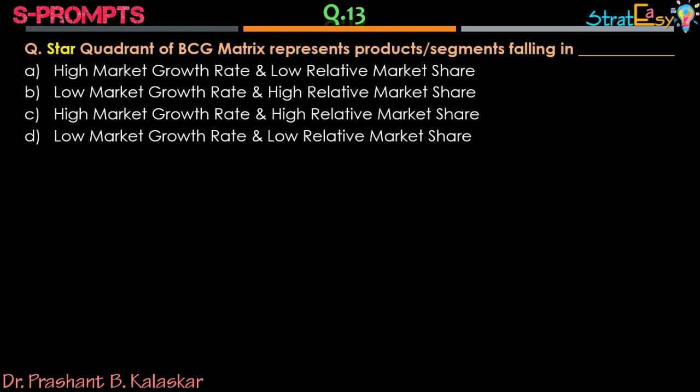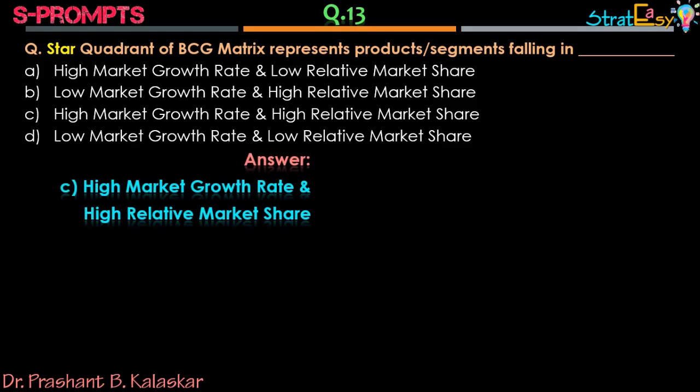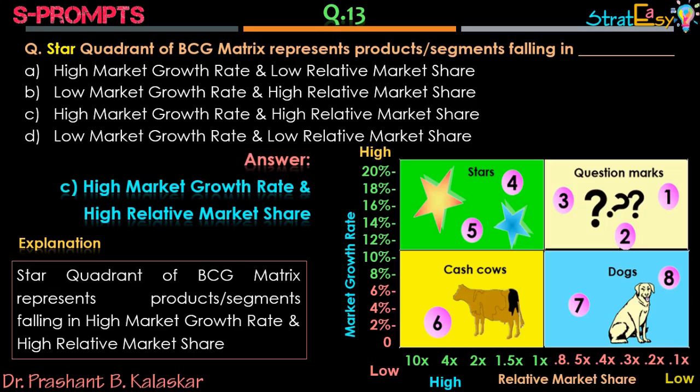Question number 13. Star quadrant of the BCG matrix represents products or segments falling in dash, and the right answer is option C, high market growth rate and high relative market share. The star quadrant of the BCG matrix represents products or segments falling in high market growth rate and high relative market share.